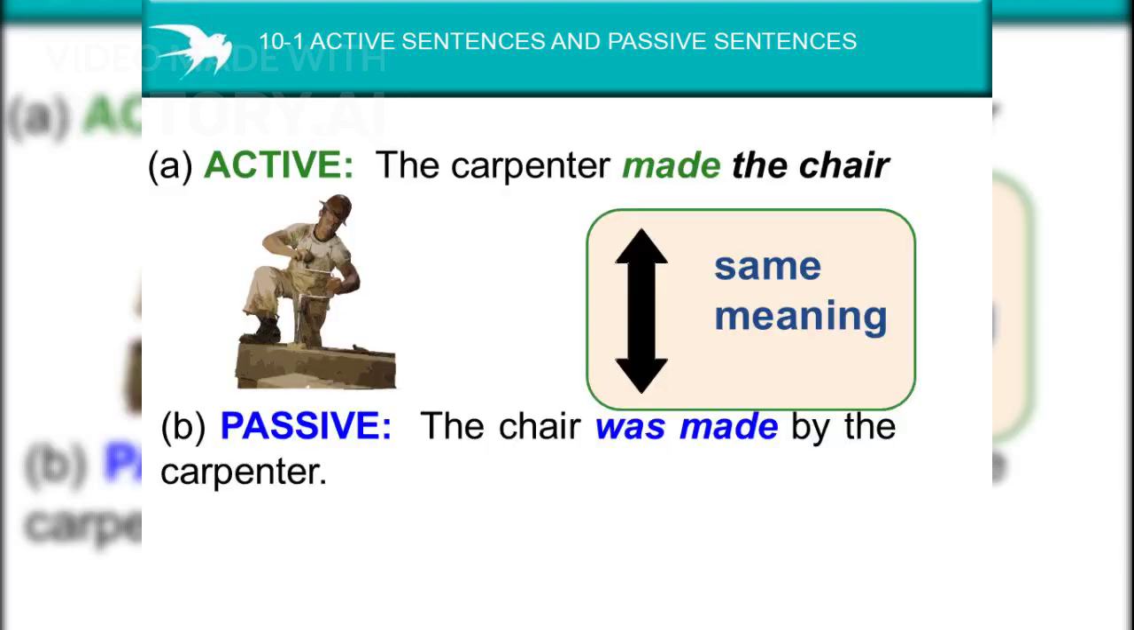In active sentences, the subject performs the action, like, the carpenter made the chair. In passive sentences, the focus shifts to the action itself. The chair was made by the carpenter.